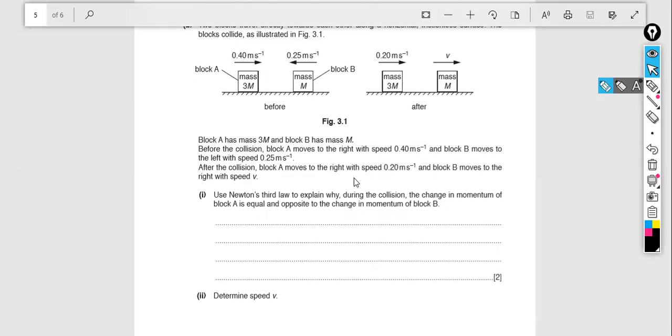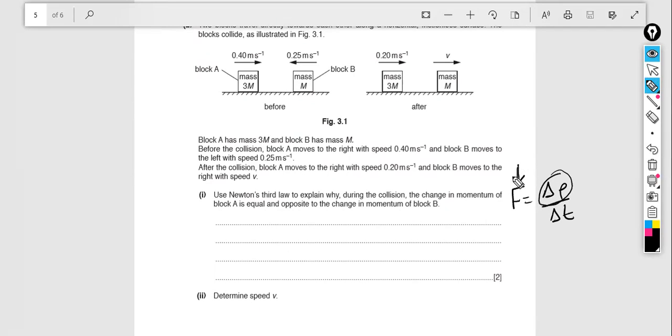The change in momentum, now force is the rate of change of momentum. So we say Newton's third law tells us the forces are equal. Newton's second law says force is the rate of change of momentum. Okay, so we have force being equal to the rate of change of momentum. The question is really asking us, how can we use Newton's third law, which says the forces between these two are the same, to explain why during the collision, the change in momentum of block A is equal and opposite to the change in momentum of block B.